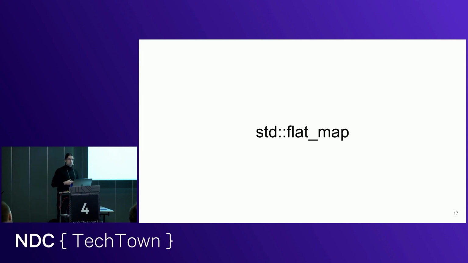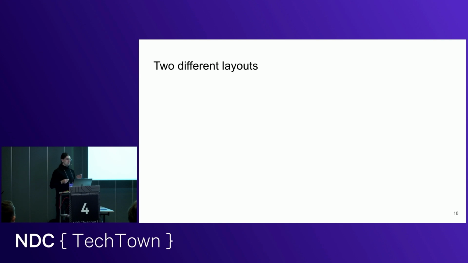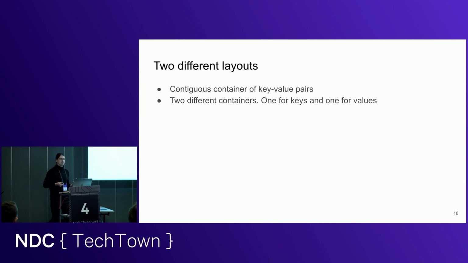Now we should consider flat map, and the reason why I decided to talk about flat map separately is here. There are at least two different possibilities for how you can implement flat map. The first one is a contiguous container of key-value pairs. So you have a vector, and then you have a pair. The first element is the key, the second is a value. It's fine. But there is another layout. The second layout is two different containers. One container for keys and one container for values.